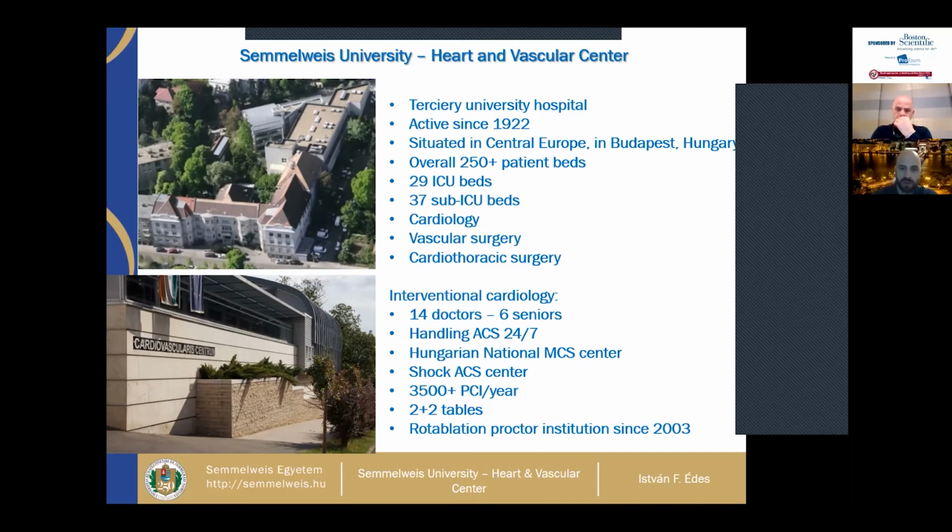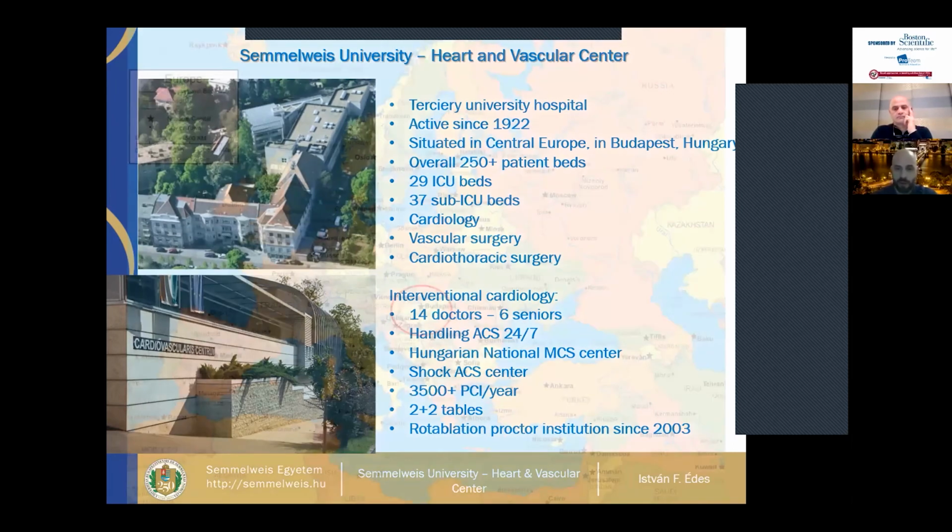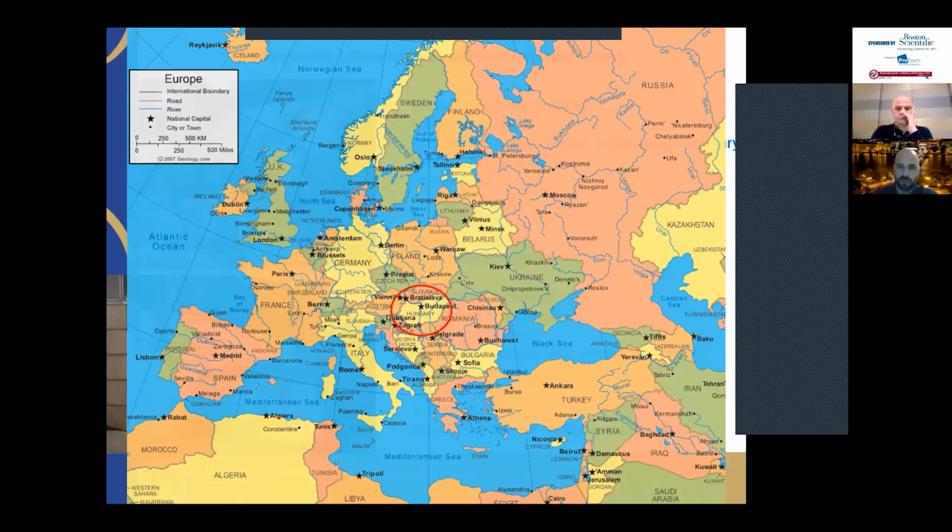We do more than 3,500 PCIs per year on 2+2 beds, and our institution has been a rotational atherectomy proctor since 2003. This is a map of Europe, and you can see where Hungary is located to get you situated. And now to get on to the bulk of my talk.